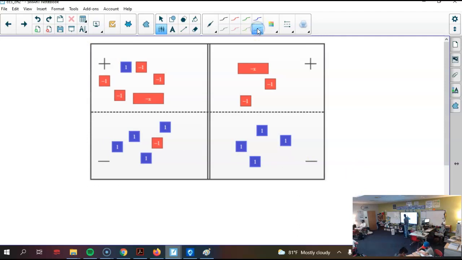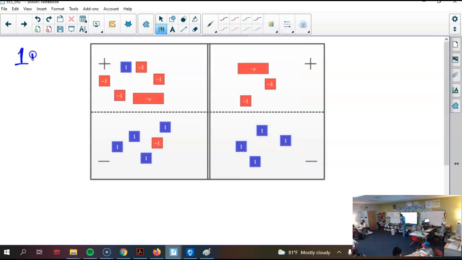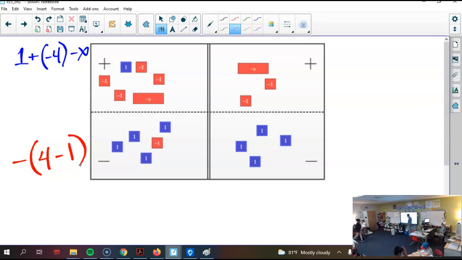So if I write exactly what I have, a positive 1. That doesn't look like a 1. 4 negatives and a negative x, or a minus x. And down here I have the opposite of 4 minus 1. Right, 4 and a negative 1.